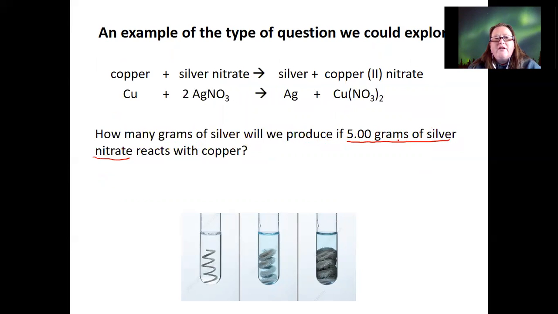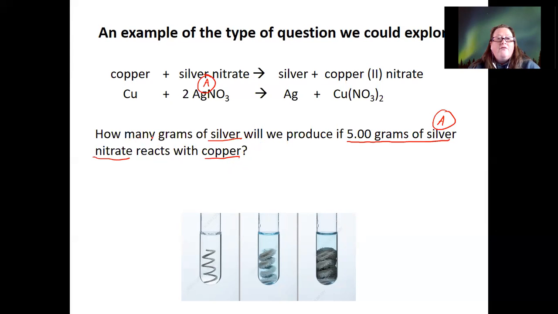5 grams of silver nitrate. That means silver nitrate is my A. I'm just going to put a little A there. And this problem mentions silver and it also mentions copper, but I need to figure out what it is that I'm trying to find out about.